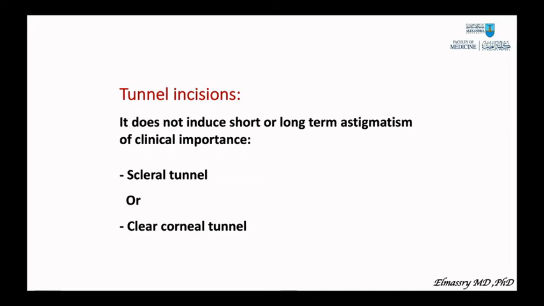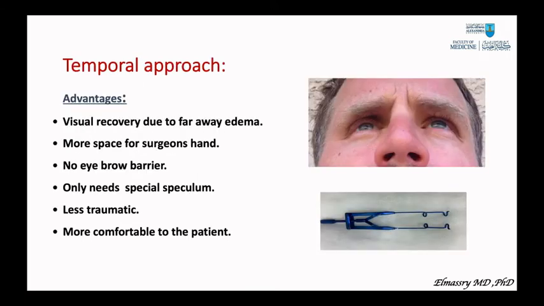Tunnel incisions don't induce any short or long-term astigmatism of clinical importance, whether clear tunnel or clear corneal tunnel. And the very important number to keep in mind is the 2.6 millimeter incision. 2.6 millimeters is the incision which is astigmatically neutral. If it is more than 2.6, it induces surgically induced astigmatism. If it is less than 2.6, it is astigmatically neutral. So the cut-off number for an astigmatically neutral incision is 2.6 millimeters.